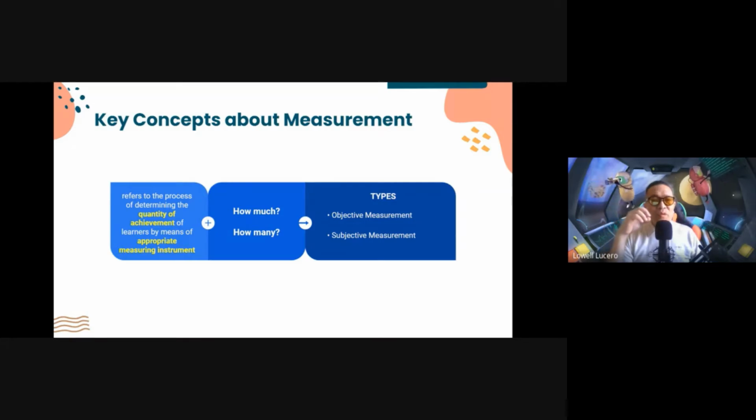That's why, to lessen the subjectivity of this kind of measurement, you need to establish your scoring criteria. What we need to do is to lessen the subjectivity of this kind of test.